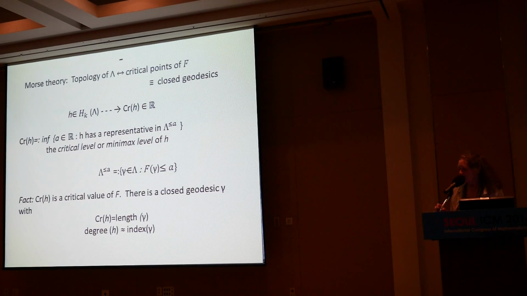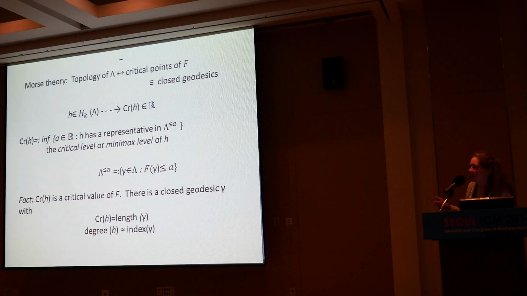So going back to Morse, Morse theory gives us a link between the topology of the free loops and the critical points of f, which are the closed geodesics. Here's one way to describe the way this correspondence works. If you have a homology class h on the free loops, you can get from that a real number, which is the critical level of h.